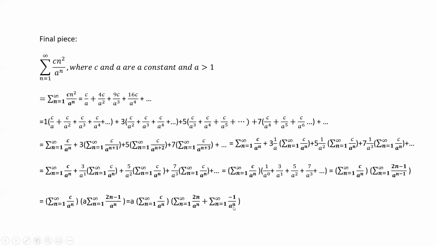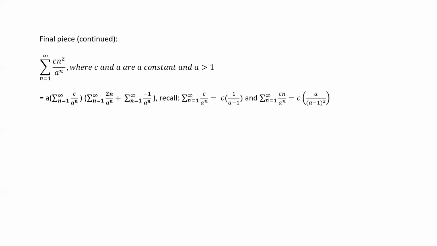And now that each of those series are in the forms that we know how to evaluate, we can then generalize our solution in this case. And so recall that when we have a constant over a to the n, it's c times 1 over a minus 1. And when it says cn over a to the n, it becomes the constant c times a over a minus 1 squared. And so our very first one, we still have a out there, but then we have the series of c over a to the n.